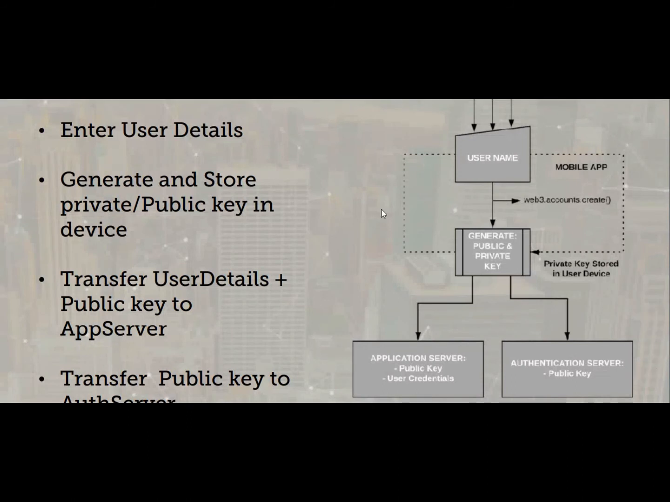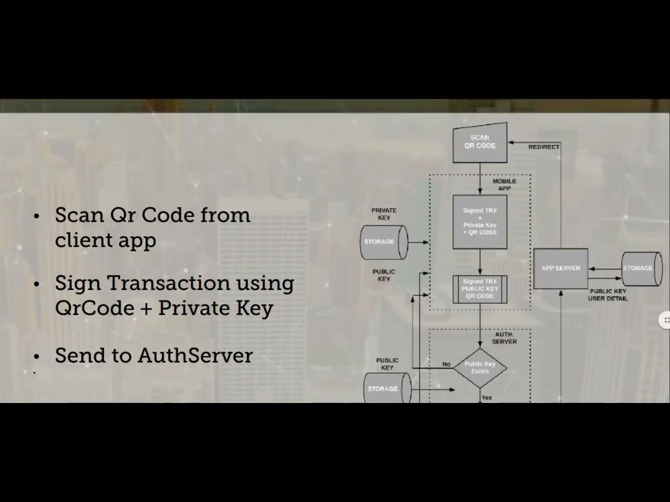So using a Web3 protocol, we will create an account and then we will generate the public key and private key. We are going to store the private key into the user's device, or it could be a cold storage as well, as I've explained before. And we are going to send the user details plus the public key to the application server and the public key to the authentication server. So now our authentication server is also a light node of Ethereum. So I'm going to explain you how it is going to validate the user in the next step, which is the final step of the flow.